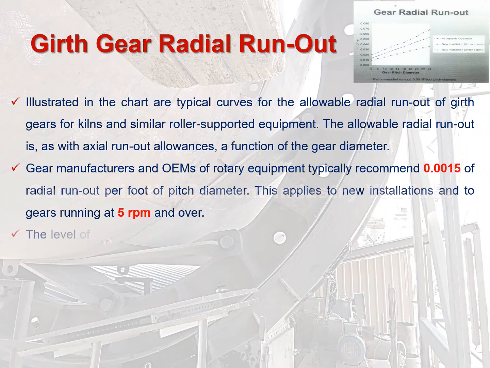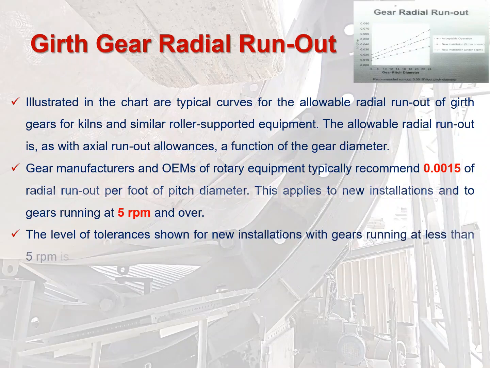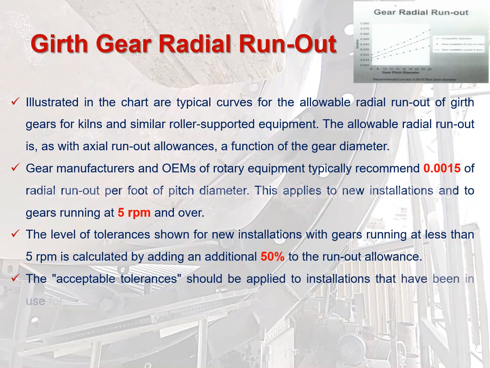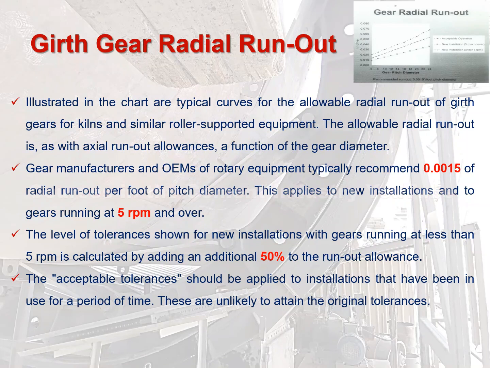3. The level of tolerances shown for new installations, with gears running at less than 5 RPM, is calculated by adding an additional 50% to the runout allowance. 4. The acceptable tolerances should be applied to installations that have been in use for a period of time. These are unlikely to attain the original tolerances.